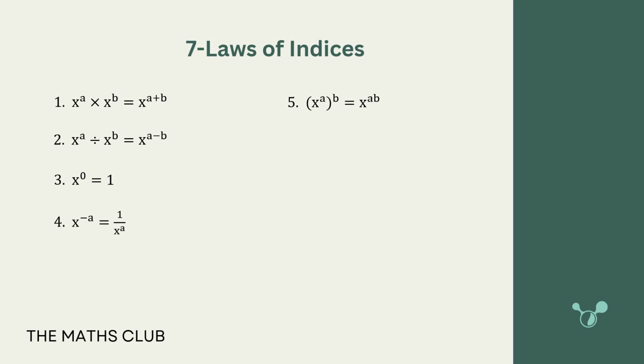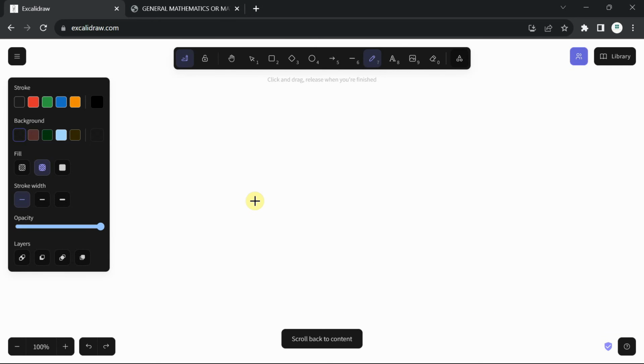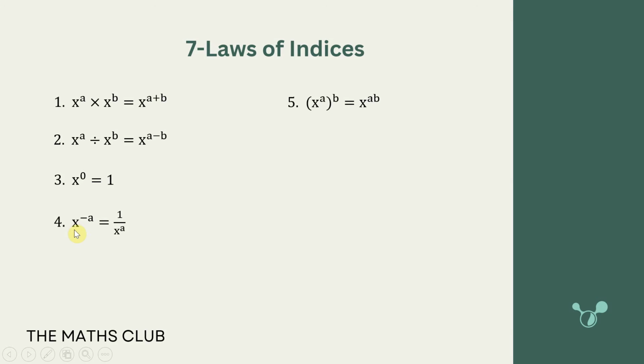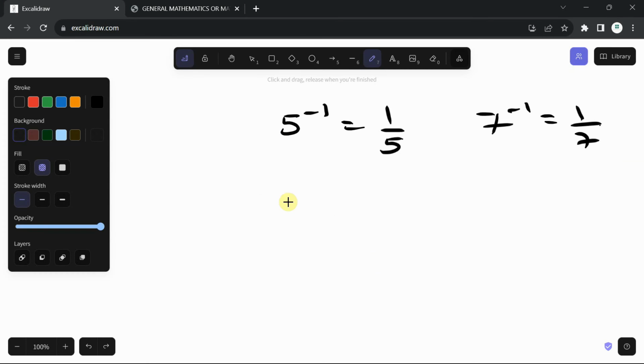Great. Now let's go back to the fourth one that I talked about. We already know that 5 raised to the power of minus 1 is like saying 1 over 5, right? If I have 7 raised to the power of minus 1, it's like taking the inverse, that is 1 over 7. That is fine. Now we have x raised to the power of minus a. From the fifth row, I could separate this and say x raised to the power of a, then minus 1, right?